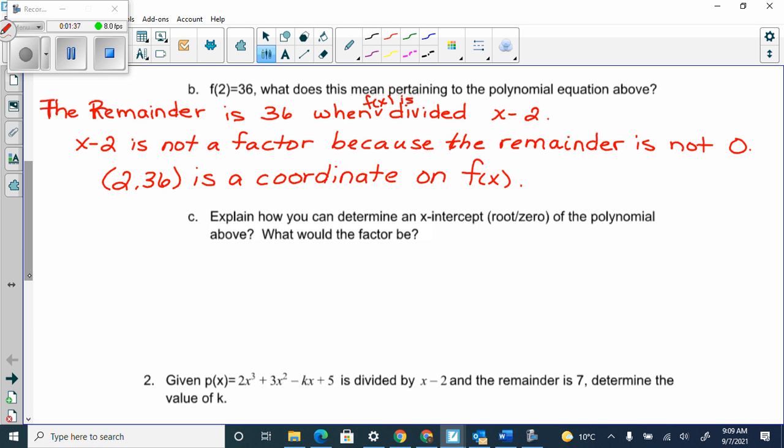Explain how you can determine an x-intercept or a root or a zero. I put that in there just because they're interchangeable words for the polynomial above. So let's answer that first. How can you determine an x-intercept? Usually from the linear factor, yeah. But what else is special about it? Change the y to 0.